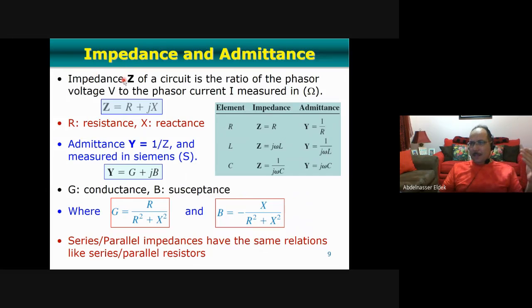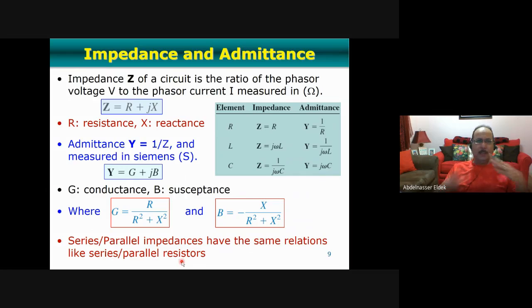The impedance Z of the circuit is the ratio of the phasor voltage to the phasor current. So it's the same like in resistor, it is V divided by I. Impedance is in ohm also, and it has real and imaginary parts. Real is the resistance and X is called the reactance. Okay, and the admittance Y is the reciprocal of Z, 1 over Z. Okay, and G is the conductance and B is the susceptance.